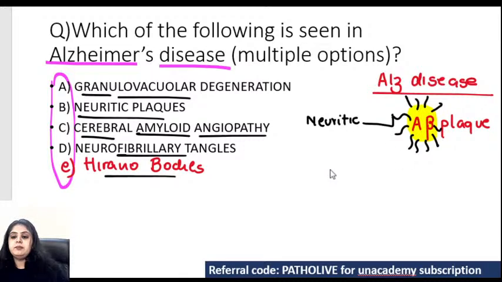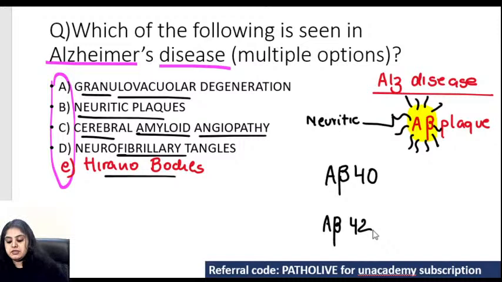Which type of A beta is going to, what are the isoforms of A beta that cause Alzheimer's disease? Please remember, A beta 40 and A beta 42 are the numbers that you have to learn. A beta 40, A beta 42. What are the questions that I can get with these isoforms?